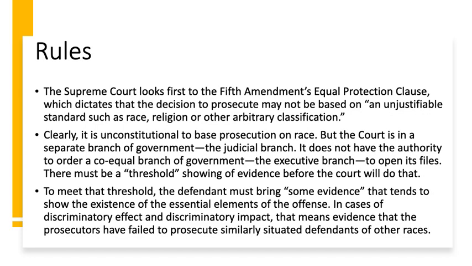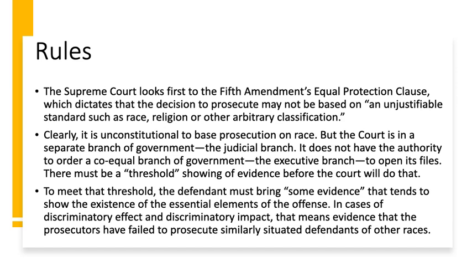Okay, so clearly the court says it is unconstitutional to base prosecutions on race. But the court is not the boss of the prosecutors. They are in different, co-equal branches of government. The court is in the judicial branch and the prosecutors are in the executive branch. And so it cannot just order the prosecutors to open up their files. There has to be a threshold showing of evidence before the court will do that.